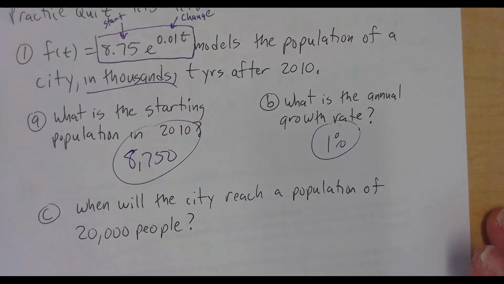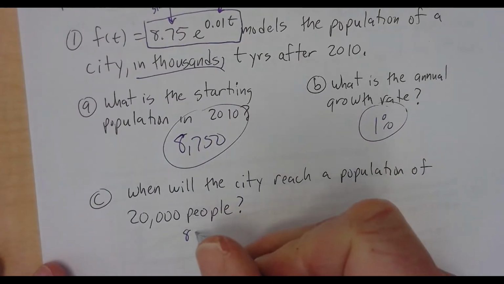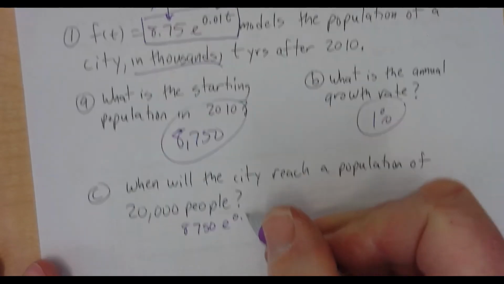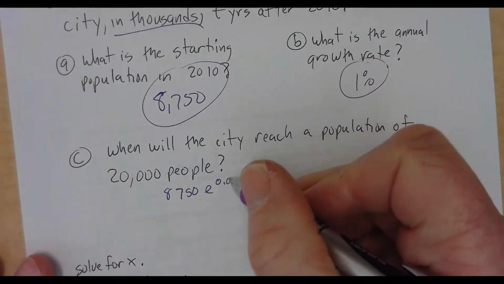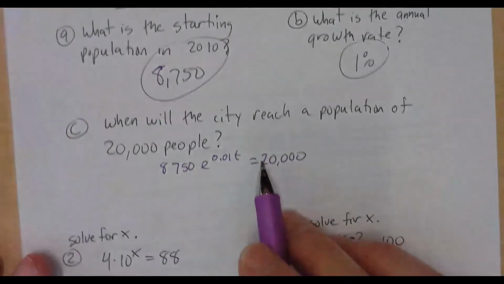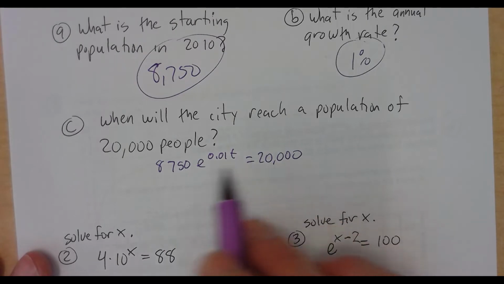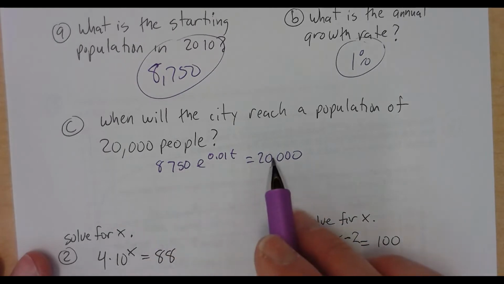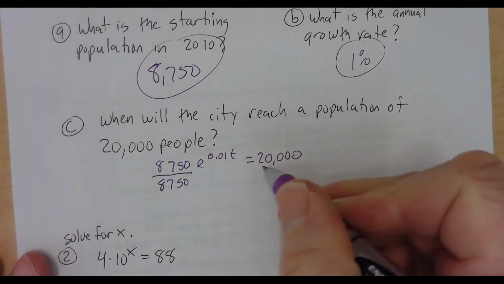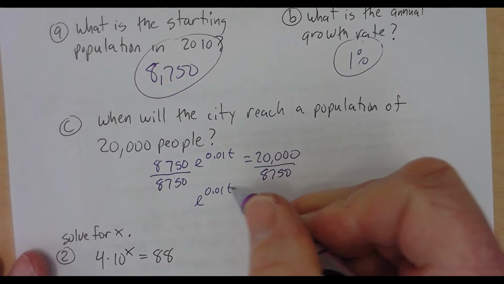Now, when did it reach 20,000? So I'm going to set up the equation right here. 8,750 e to the 0.01t is equal to 20,000. So I changed this to 8,750 to make it match the 20,000 over here, so the decimal points are the same. If I didn't, then I would have put 20 there. And it'll all work out because my first step is to divide over the 8,750. So e to the 0.01t is equal to.